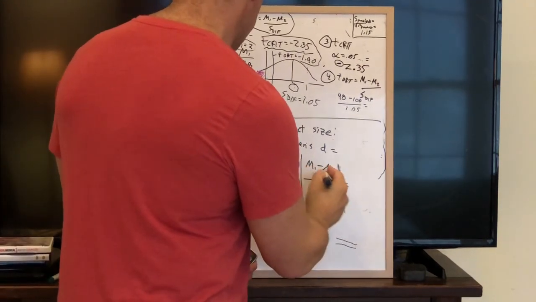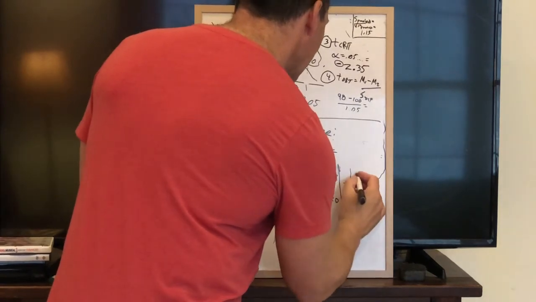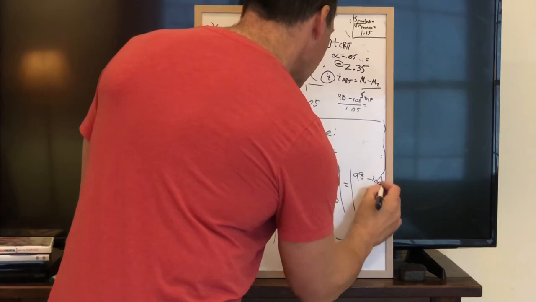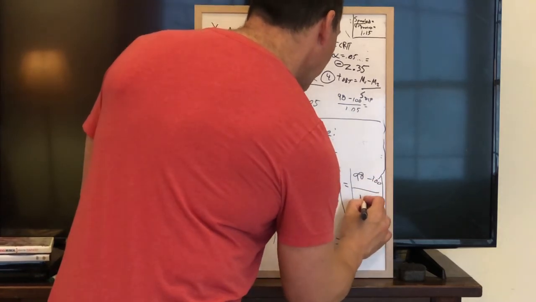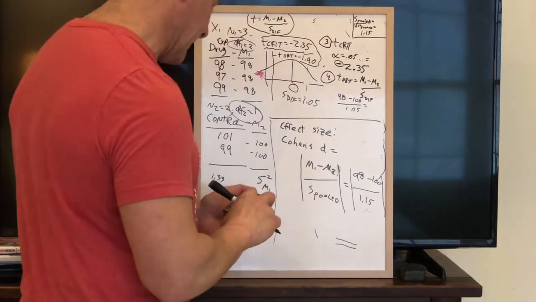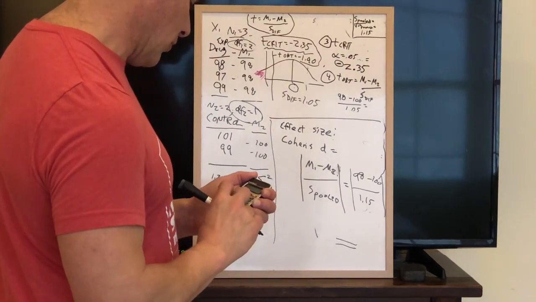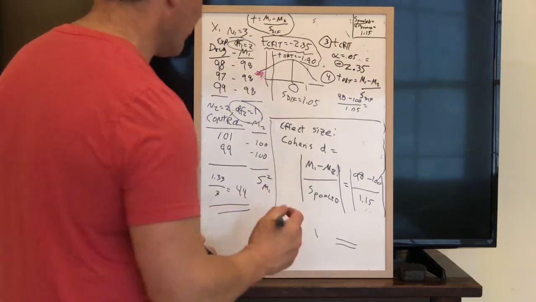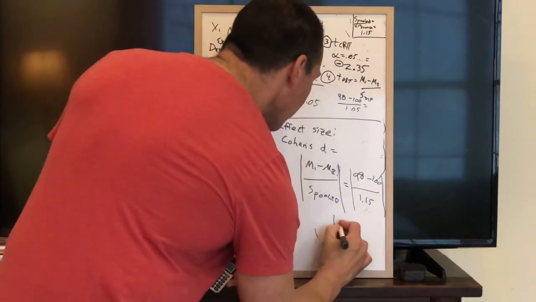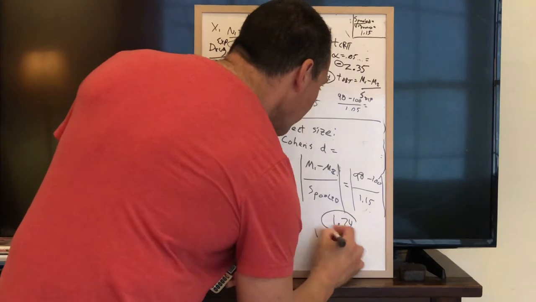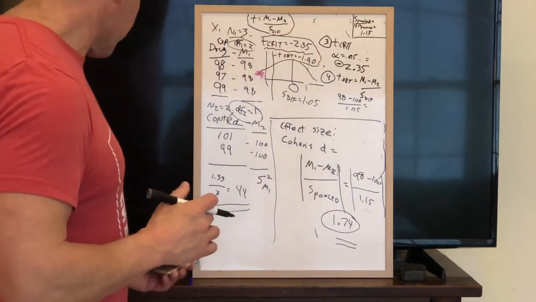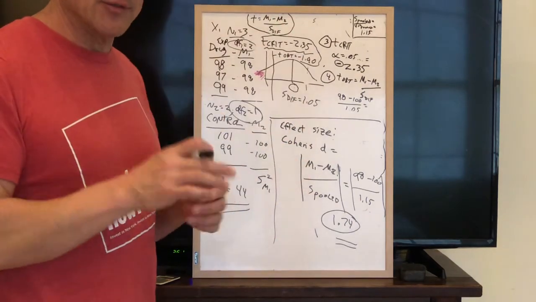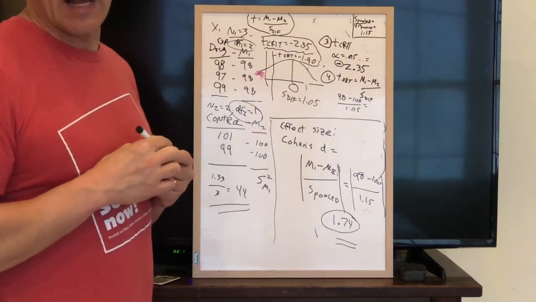So this equals the absolute value of 98 minus 100 over 1.15. My calculator says that is 2 divided by 1.15. My calculator says that is 1.74. Remember, effect size doesn't care if it's positive or negative, which is why we use the absolute value. How big is your effect in an absolute sense?